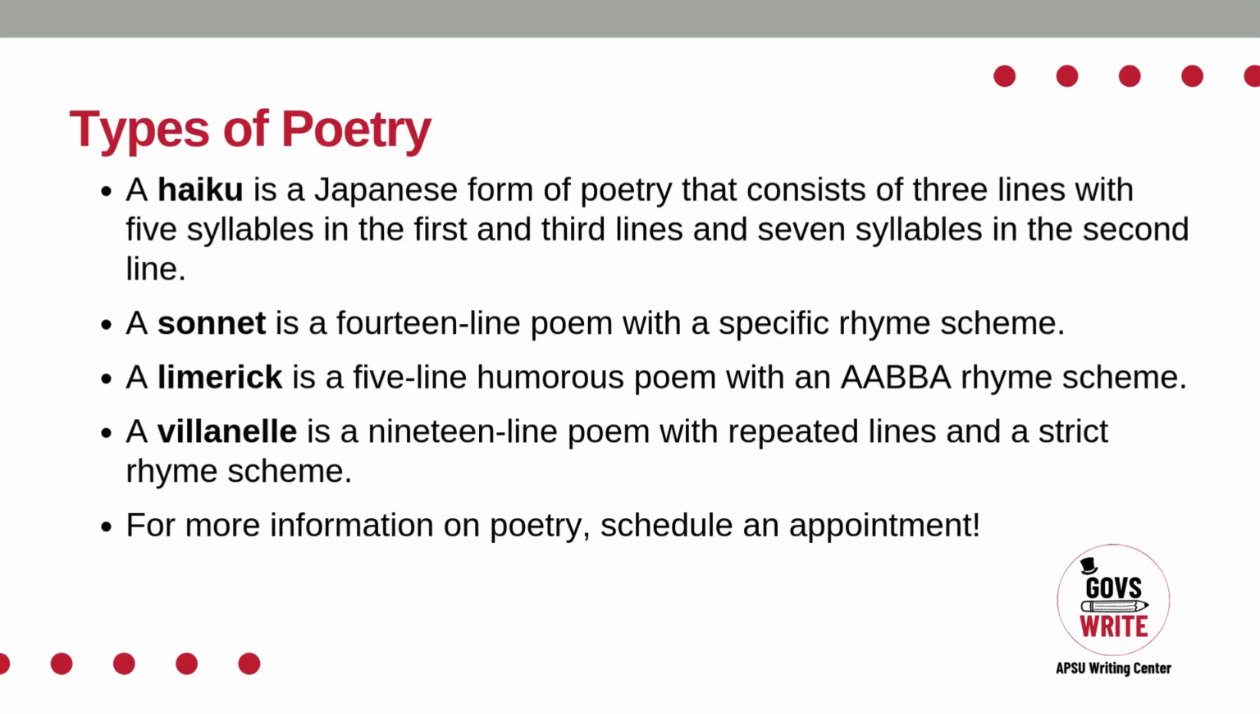a poem. There are many types of poetry. A haiku is a Japanese form of poetry that consists of 3 lines with 5 syllables in the first and third lines, and 7 syllables in the second line. A sonnet is a 14-line poem with a specific rhyme scheme. A limerick is a 5-line humorous poem with an AABBA rhyme scheme. And a villanelle is a 19-line poem with repeated lines and a strict rhyme scheme.